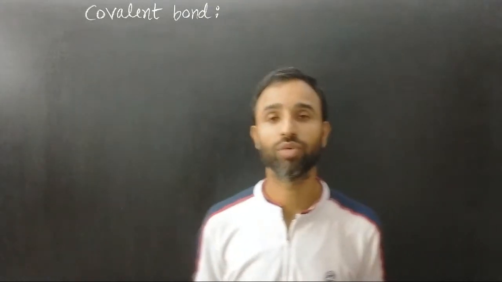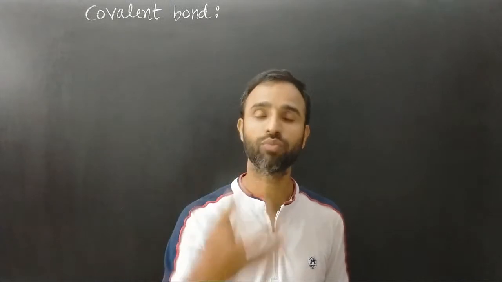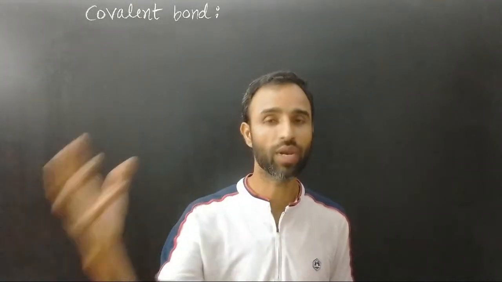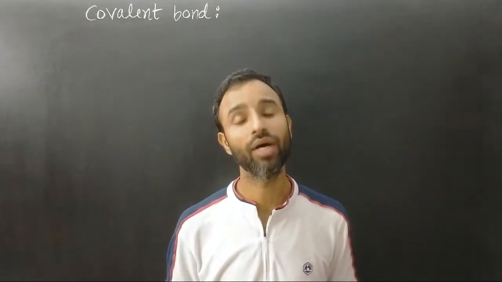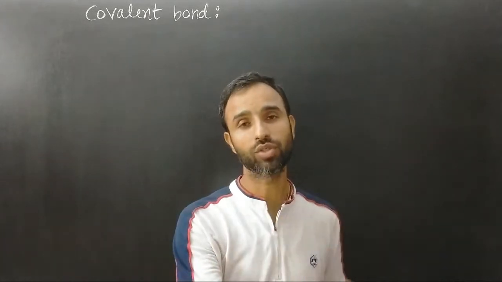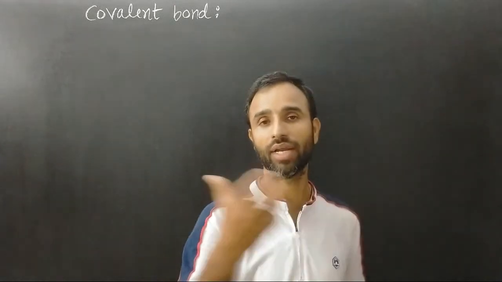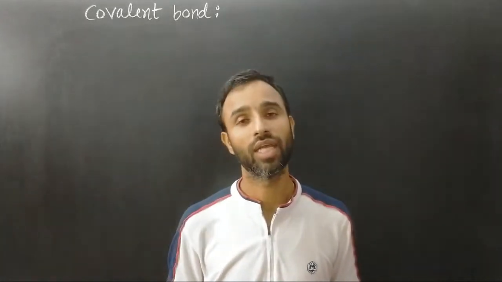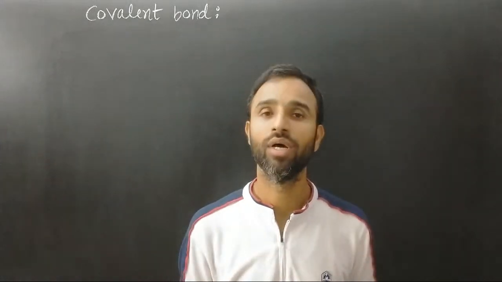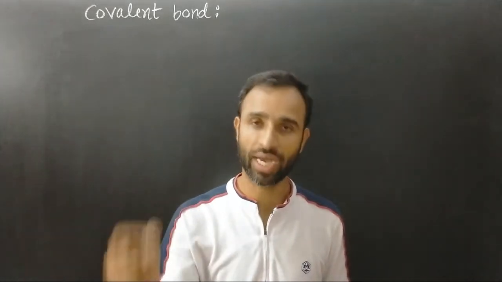In the last lecture we completed the ionic bond. Ionic bond is formed by the transfer of electrons from the more electropositive to the more electronegative atom. There is a formation of cation and anion, and there is an electrostatic force of attraction, or Coulombic force of attraction, between oppositely charged ions, and that is called ionic bond.